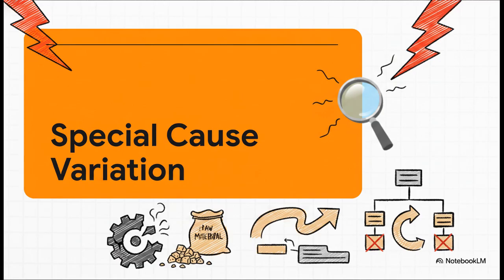And that signal, that disruption, that's what we call special cause variation. This is the one that's caused by something identifiable, something that isn't normally part of the process. Maybe a machine part broke, or you got a new batch of raw material, or someone didn't follow the procedure. This is the kind of variation you have to investigate and fix because it's a sign that something's gone wrong.